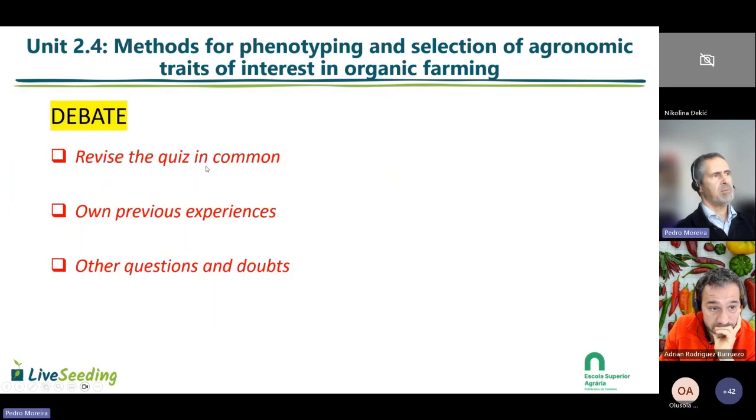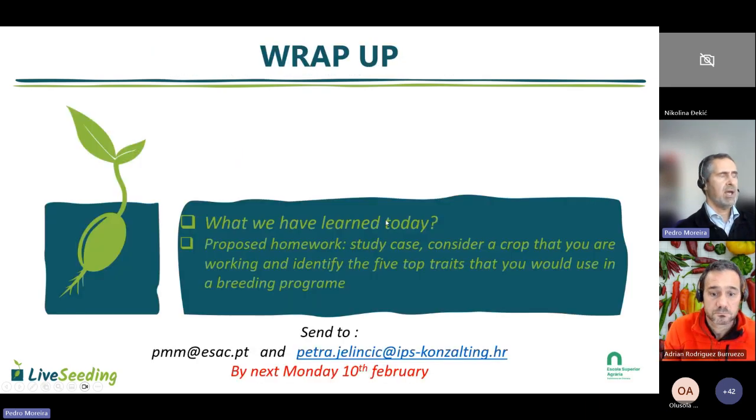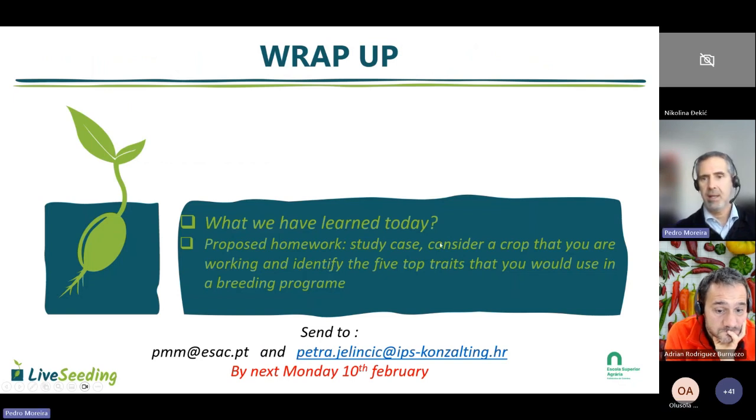So the debate is revised on previous experiences, other questions and doubts, and what we have learned today. The proposed homework is a case study: consider a crop that you are working with and identify the 5 top traits that you would use in a breeding program. And thank you.